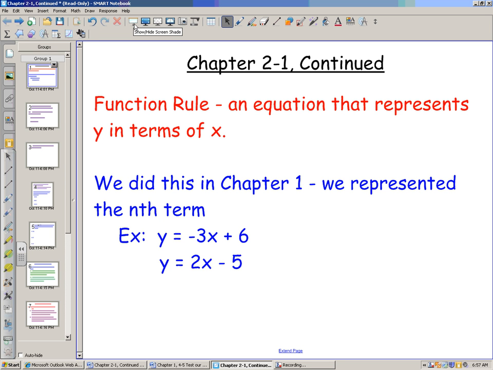For example, y is equal to negative 3x plus 6. In other words, what did we do to x to get to y? We multiplied it by negative 3, and then we added 6 units. Next example, y is equal to 2x minus 5. What did I do to x to get to y? I multiplied each x value by 2, and then I subtracted 5 units off of it. Do you remember that going on from Chapter 1? I know you do. It's just a matter of actually remembering. So, okay. That's what we're doing.